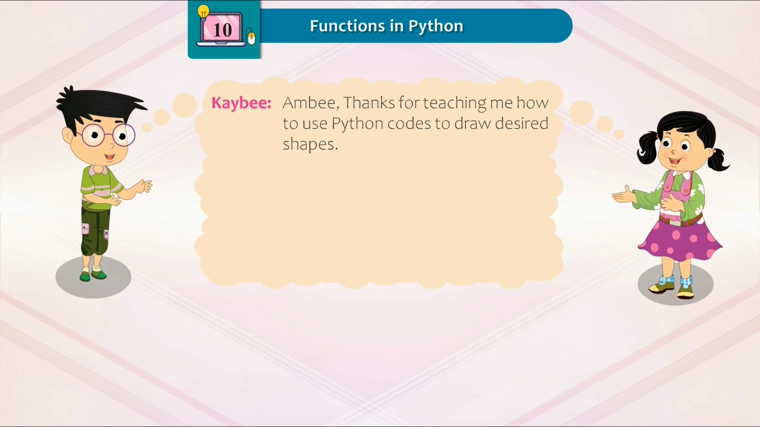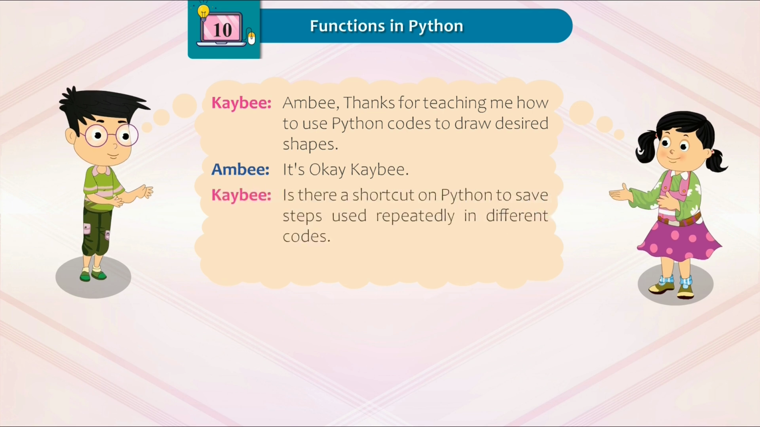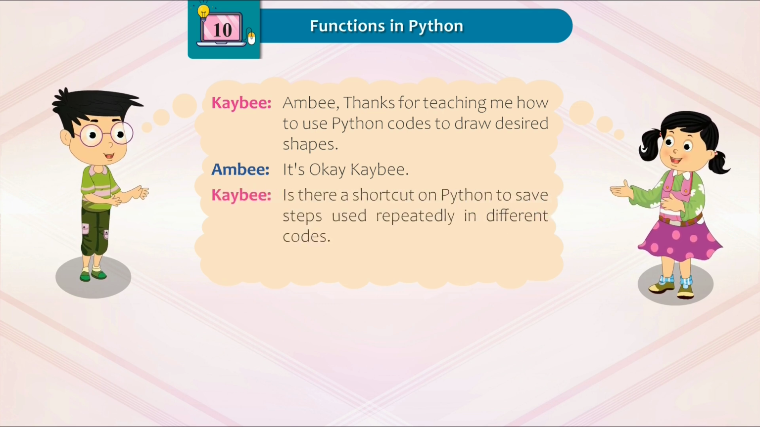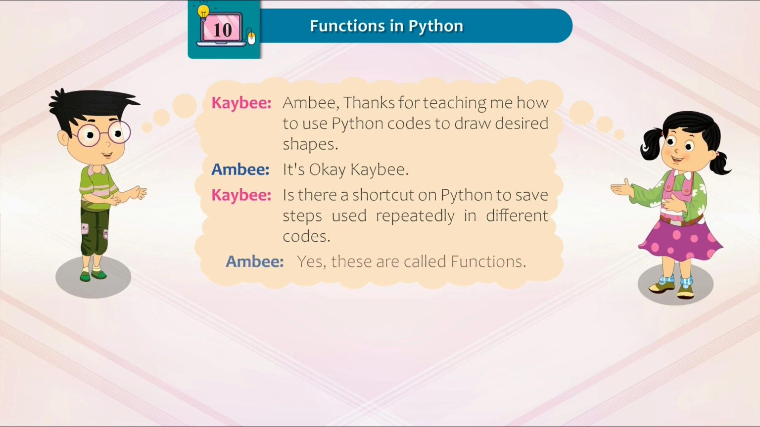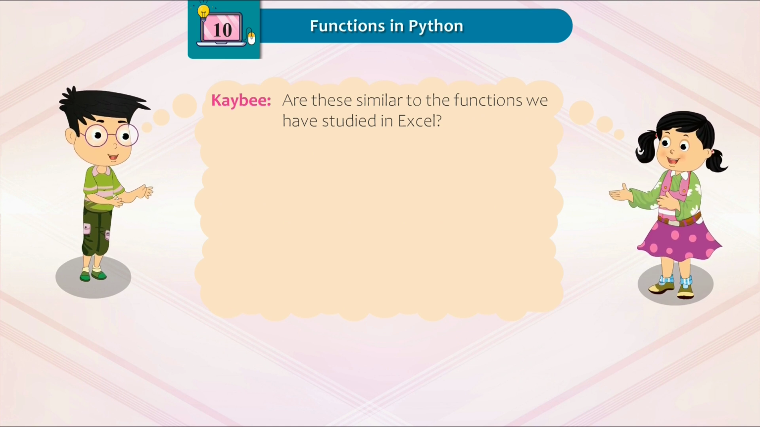KB: Ambi, thanks for teaching me how to use Python codes to draw desired shapes. Ambi: It's okay, KB. KB: Is there a shortcut on Python to save steps used repeatedly in different codes? Ambi: Yes, these are called functions. KB: Are these similar to the functions we have studied in Excel?